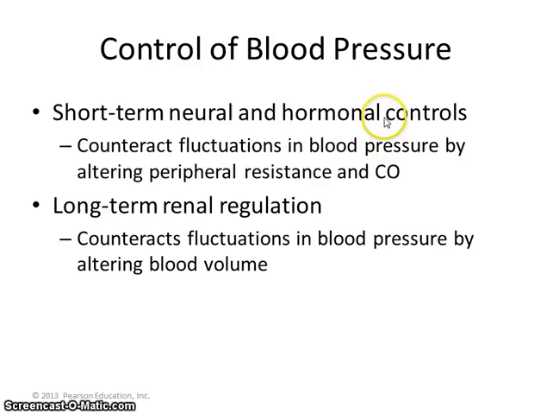So we'll look at the short-term neural and hormonal controls that help us control peripheral resistance, that blood vessel diameter, whether they vasoconstrict or vasodilate, and cardiac output, changing our heart rate. And then we'll look at the long-term renal regulation. Kidneys control the amount of blood volume.